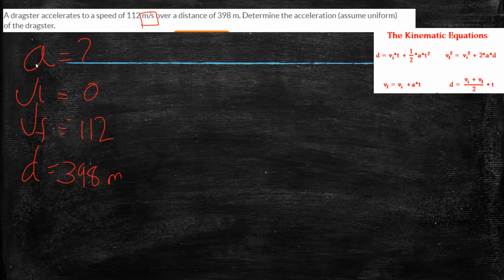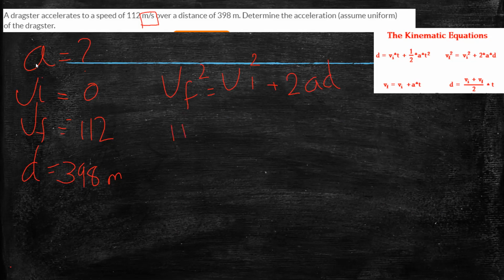Now, I want to find the acceleration. So which equation helps me here? The second one. V final squared is equal to V initial squared plus 2AD.